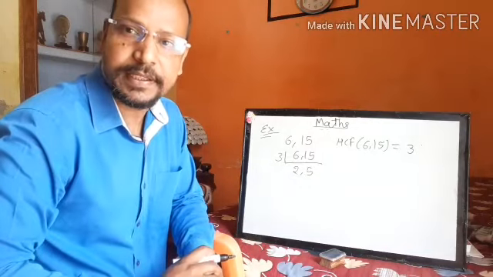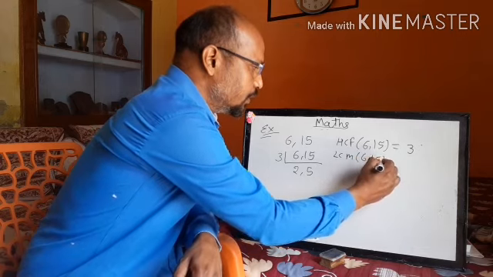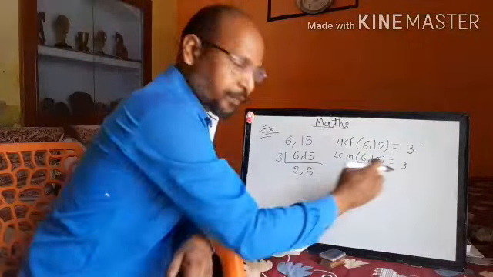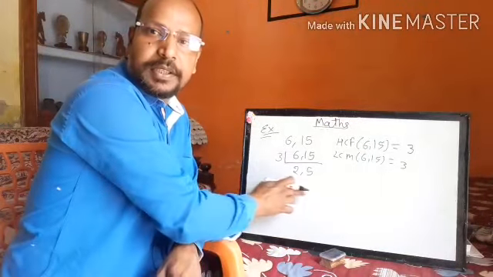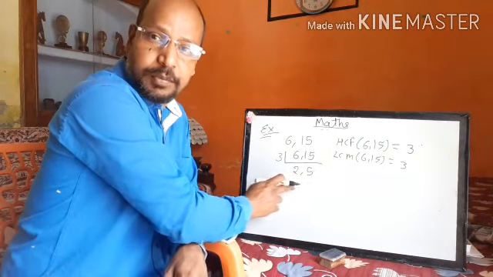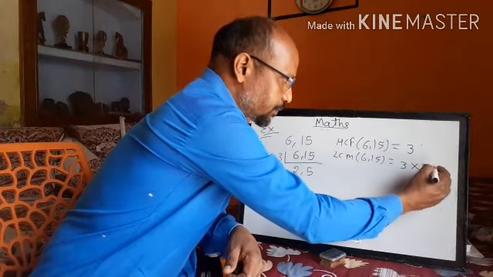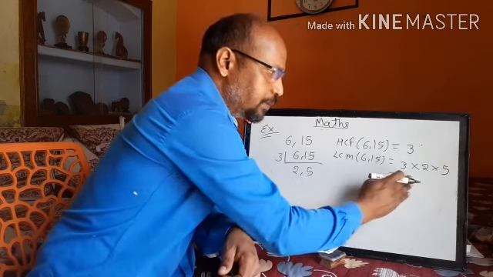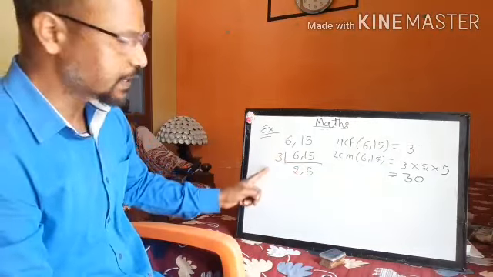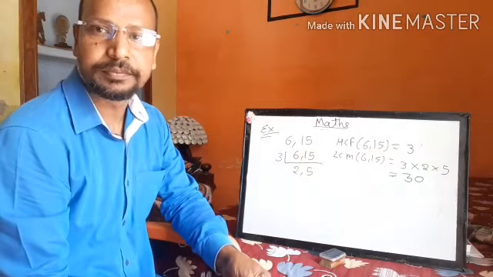Now I'm going to find the LCM. So the LCM of 6 and 15 will be: take this divisor, that is your HCF. Also take both the quotients, that is 2 and 5, and you can see both are prime numbers. So use them also as multipliers in the LCM. The product of these three numbers is 30. So in a single way you are able to find the HCF and LCM.